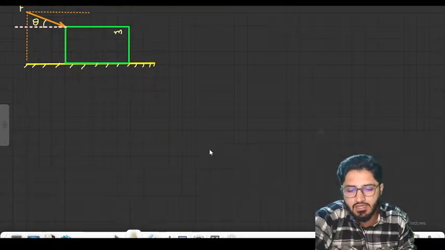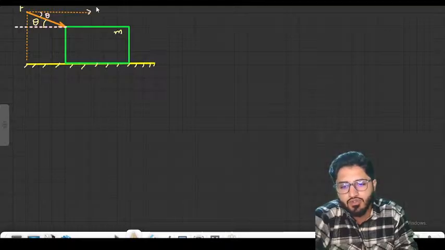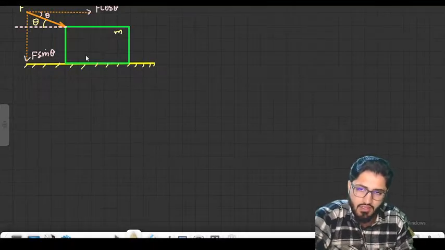The angle is from the tail, not from the head. It is my theta. So this could be F cos theta, and this one will be F sin theta. Clear?